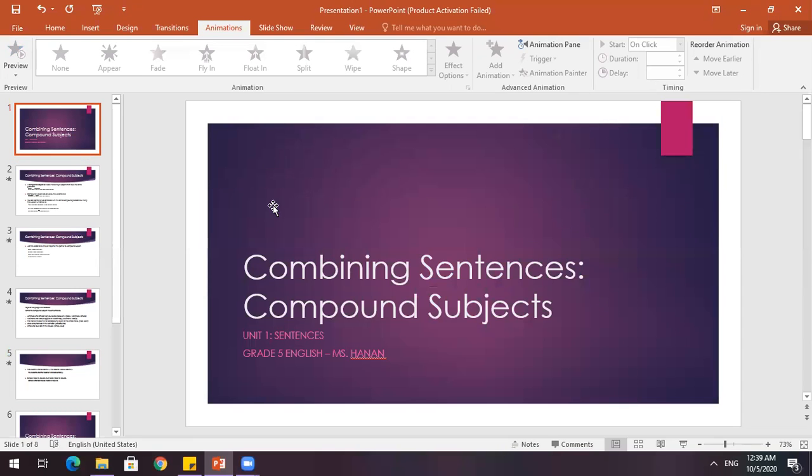Hi, grade 5. Today's lesson is combining sentences, compound subjects, and we are also going to talk about combining sentences, compound predicates. Now, you all know from our last Zoom meeting what simple subjects are and what simple predicates are, so keep that in mind when we are going over today's examples.